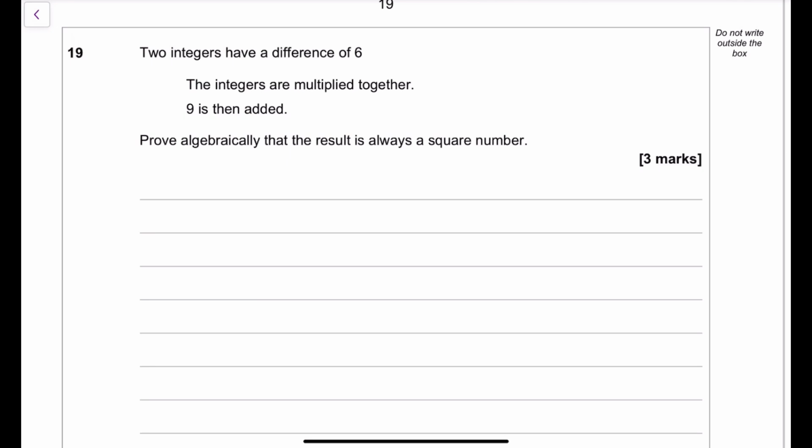This question is an algebraic proof question. It says two integers have a difference of 6. The integers are multiplied together. 9 is then added. Prove algebraically that the result is always a square number.